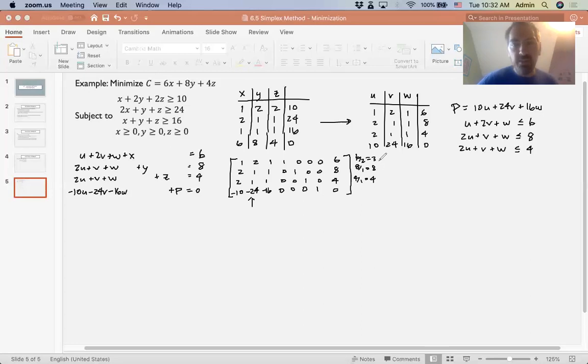And by the way, if you get a ratio that's the same, like if you get two 3s, then it doesn't matter which one you choose. But here we only have one 3. The smallest ratio is 3, so we're going to pivot around that entry. So we are going to multiply row 1 by 1/2: 1/2, 1, 1/2, 1/2, 0, 0, 0, 3. Everything else stays the same.